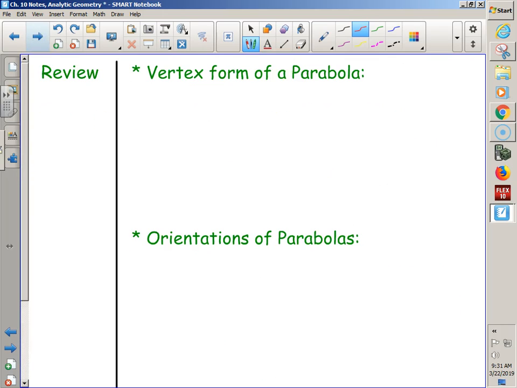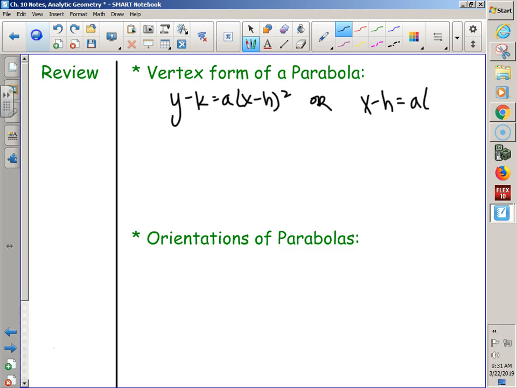Okay, so going back really quickly to what we know from last semester of parabolas. There is the standard vertex form of a parabola: y minus k is equal to a times x minus h quantity squared, or, here's an interesting one, x minus h is equal to a times y minus k quantity squared.